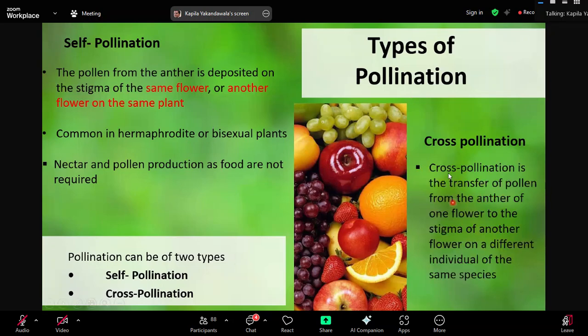So what is cross-pollination? It is the transfer of pollen from the anther of one flower to the stigma of another flower on different individuals of the same species. Pollen is transferred to the stigma of another flower, not within the plant, but between two plants of the same species. It should occur between coconut plants, or between tea plants, or between rice plants.